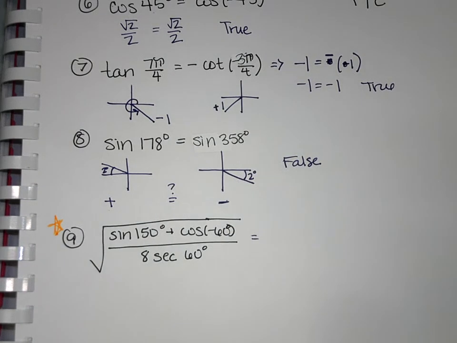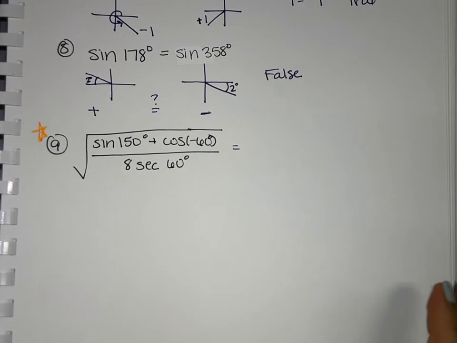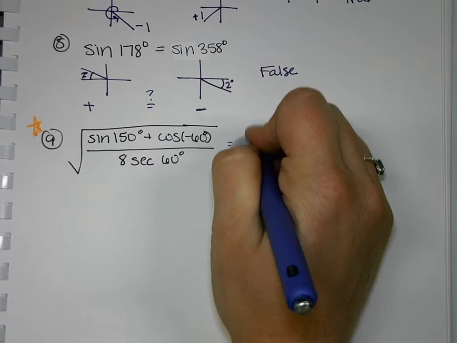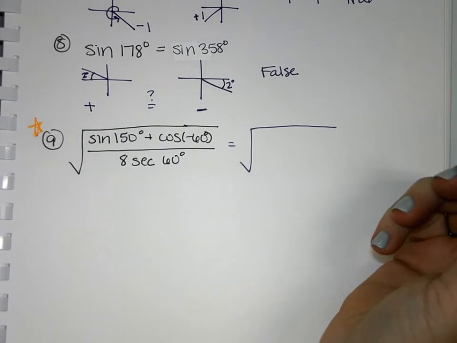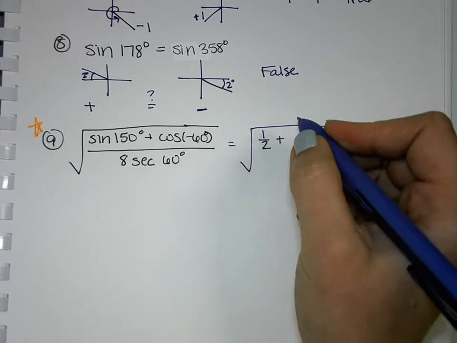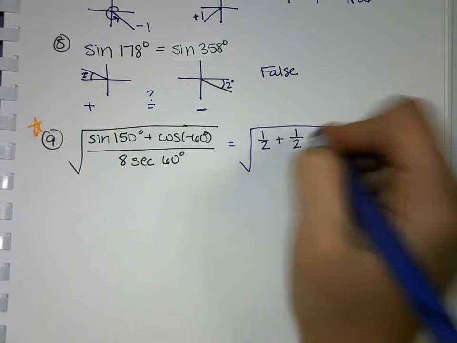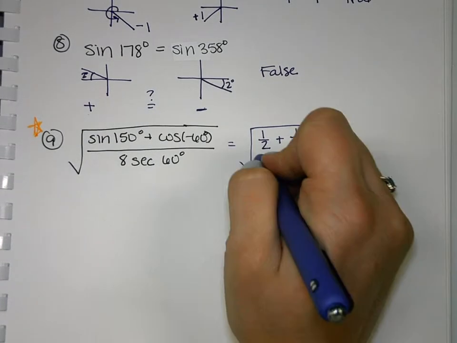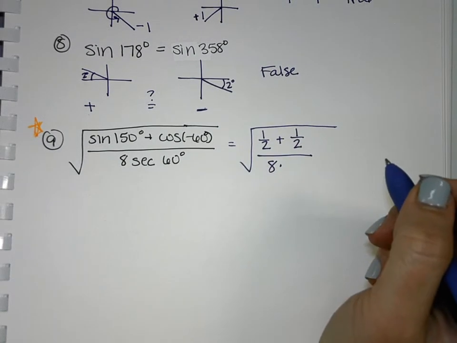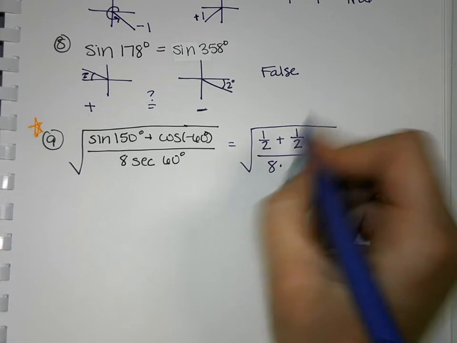What I see when I look at this one is that I have exact values. These are all things on my unit circle. So I'm going to start by plugging in what I know. Sine of 150 is 1/2. Cosine of -60 is also 1/2. And then on the bottom, I'll have my 8. Now secant of 60. First I think, what is cosine of 60? I get 1/2, and I take the reciprocal to get 2.